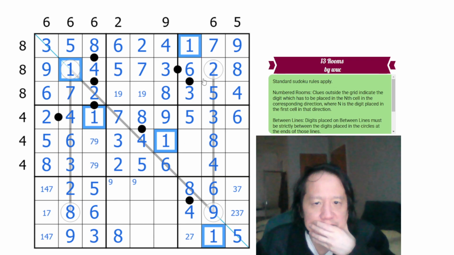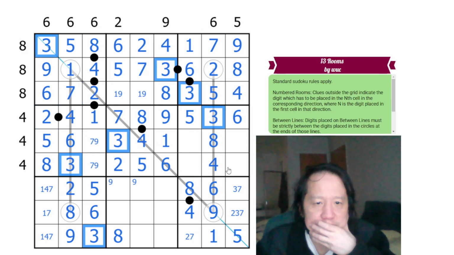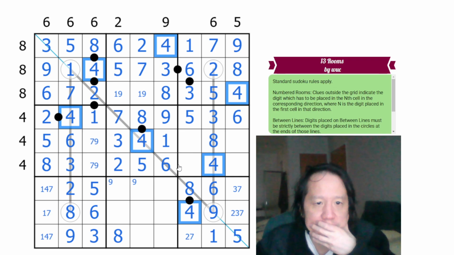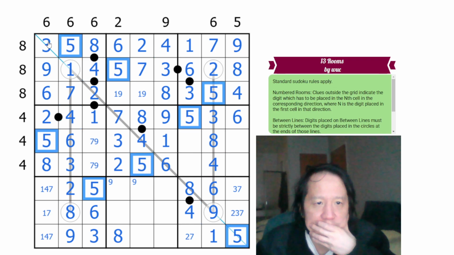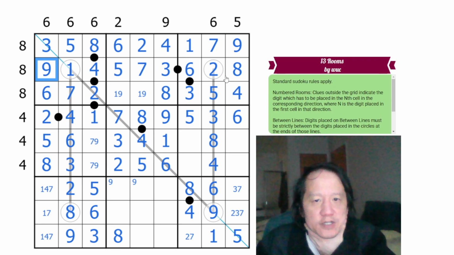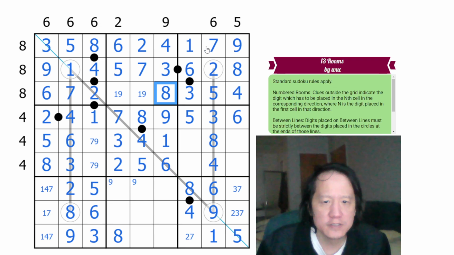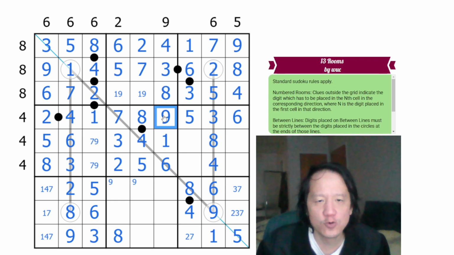Are all the ones separate? Yes. Are all the twos separate? Yes. What about all the threes? Yes. Are all the fours separated? Yep. So 6 is in the 3rd position, 6 is in the 5th position, and 6 is in the 8th position. That's fine. 8 is in the 3rd position, 8 is in the 9th position, 8 is in the 6th position. 6 is in the 7th position, 5 is in the 9th position, 9 is in the 4th position, 2 is in the 6th position.